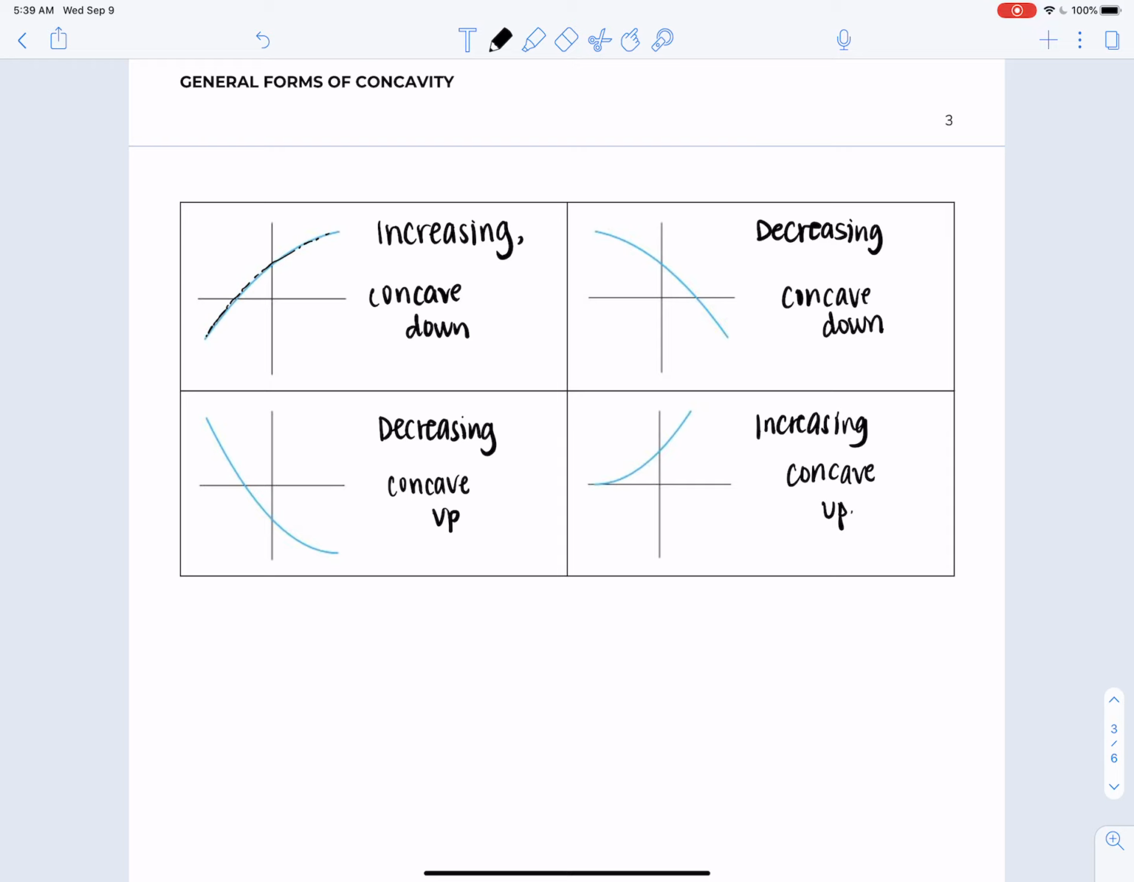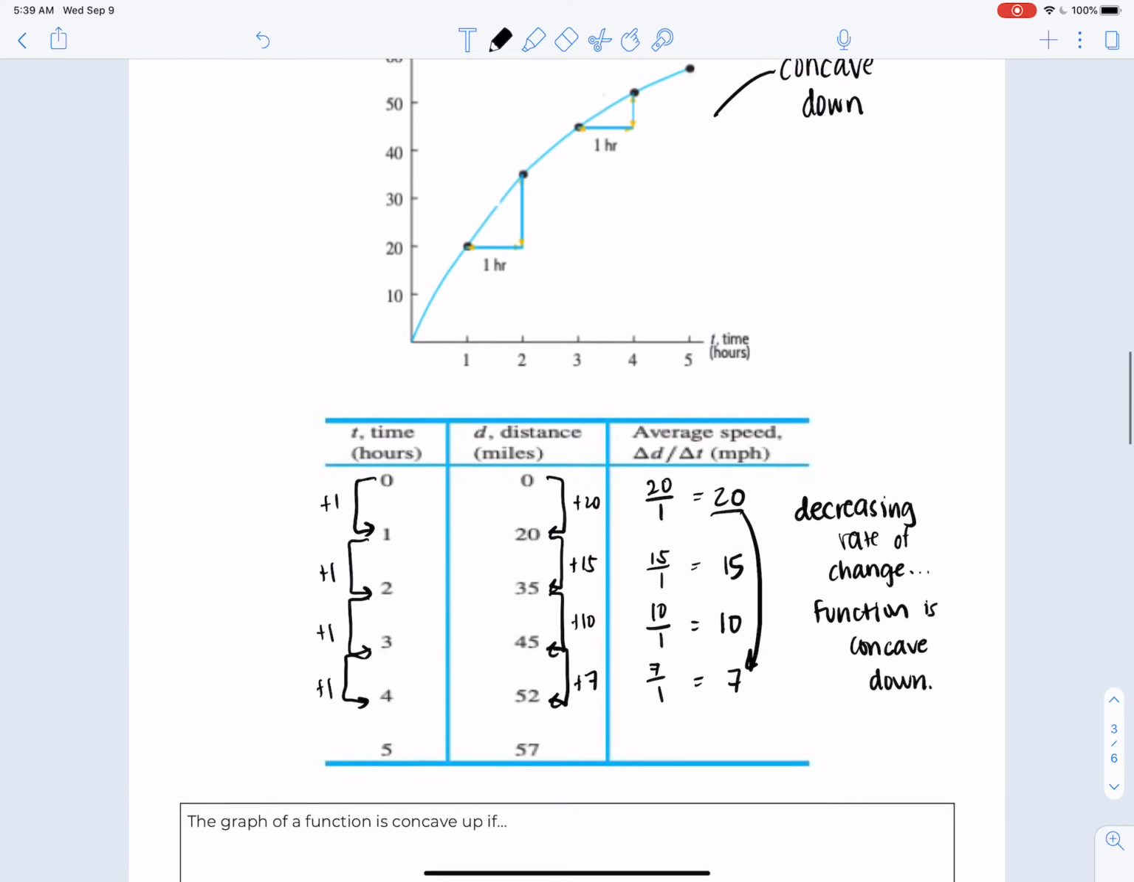For today's practice, you're going to go through and you are going to make some decisions on whether or not some graphs are concave up or concave down. And then you're also going to use a table to determine whether or not the function is concave up or concave down based on its rate of change, just like we did here.